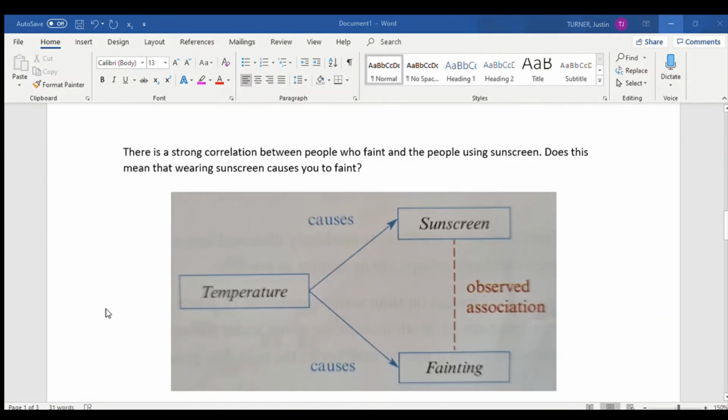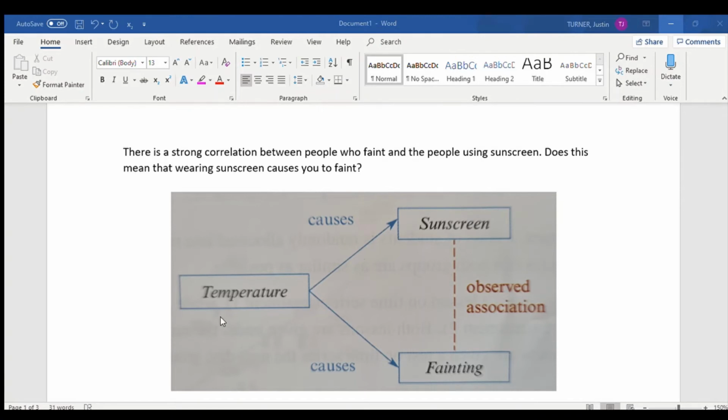Let's look at a real life example of this to clear it up a little bit. There is a strong correlation between people who faint and people who use sunscreen. Does this mean that wearing sunscreen will cause you to faint? Often there is an underlying third, or in more complex cases, more than one other hidden variable, which is causing both of the other variables to have an observed association.